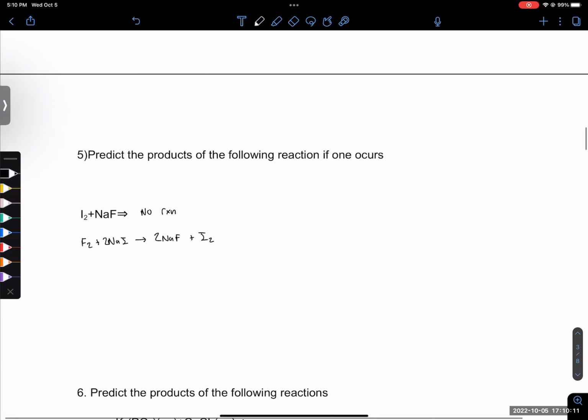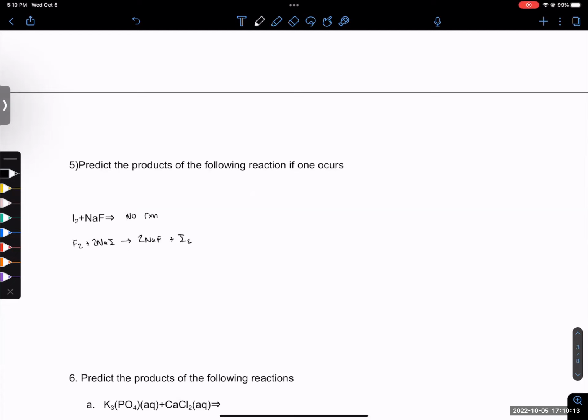Will that be given to us on the test, the activity series? You'll be given a periodic table, so if you know the trend, if you know fluorine is the most active out of all the halogens, then you should know fluorine is more active than bromine, and bromine is more active than iodine.